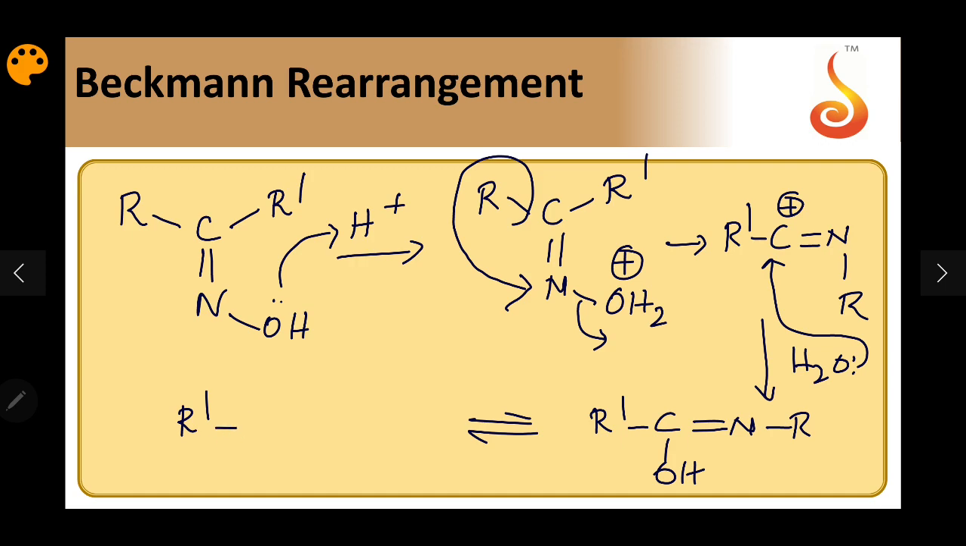R dash C double bond O NH R. So you always get N substituted amides. Whichever alkyl group migrates, that will be found with the nitrogen in the amide. Whichever alkyl group is anti to the OH group, only that migrates to nitrogen. That is a key point of Beckmann rearrangement.